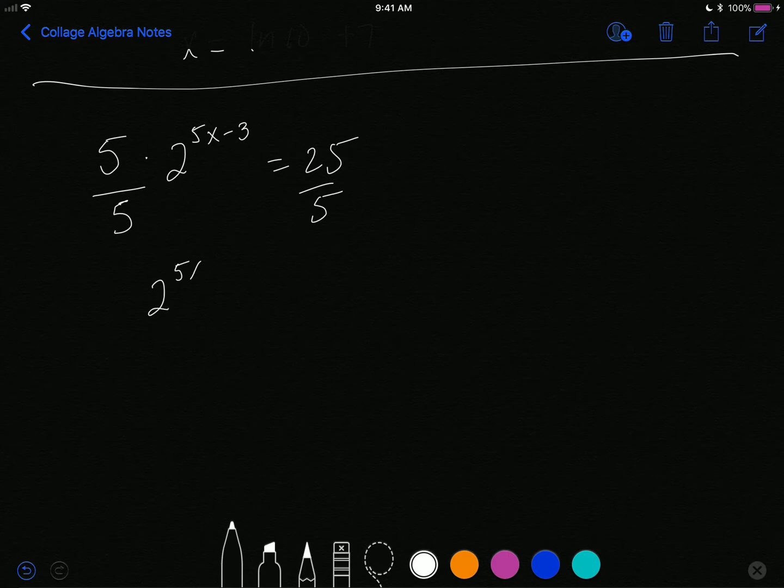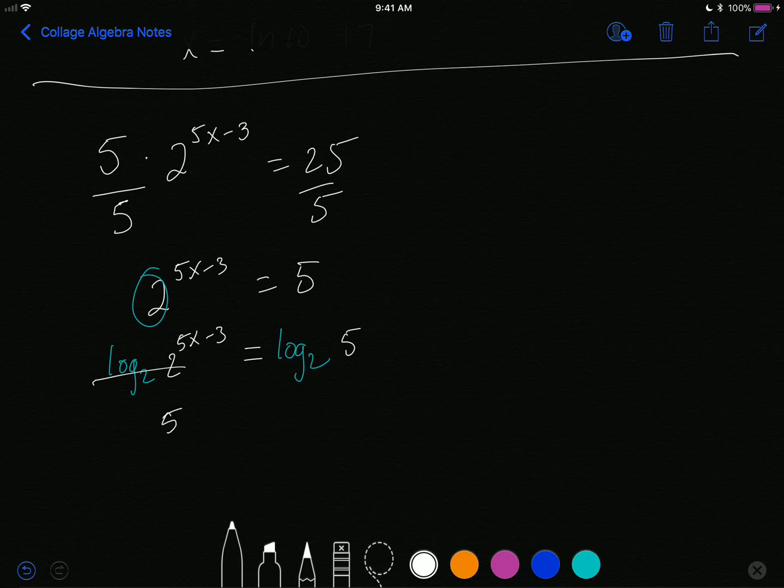And so I have 2 raised to the 5x minus 3 is equal to 5. Now, I can get rid of the 2. The way I will do that will be to take log base 2 on both sides. Again, I am choosing my log based upon this base. If this was a 7, I would take log base 7. If this was a 9, I would take log base 9. But it isn't. And so I take log base 2 of 2 raised to the 5x minus 3 and of 5, and of course they're equal to each other. Again, I am not multiplying the log, I'm taking the log base 2 on both sides. These cancel, so I have 5x minus 3 is equal to log base 2 of 5. Two steps remain. Add 3, then divide by 5.